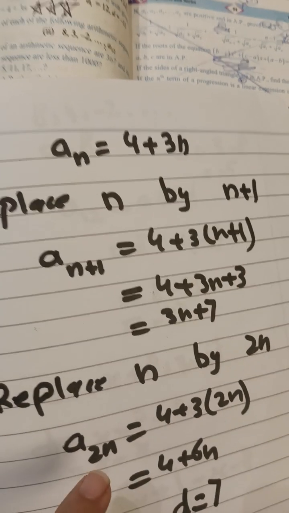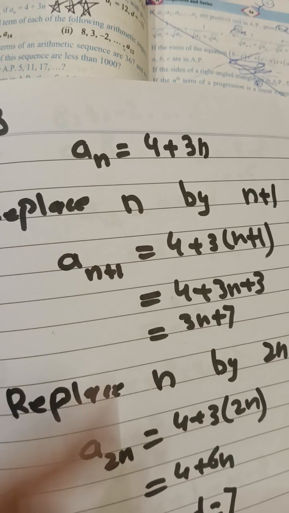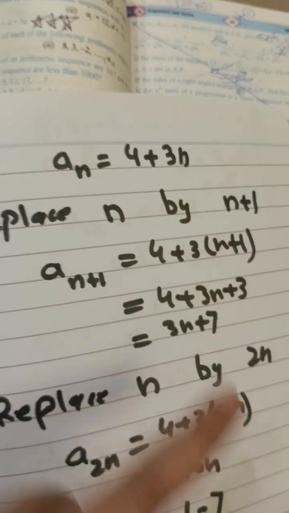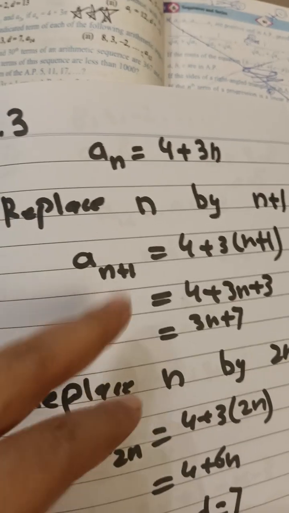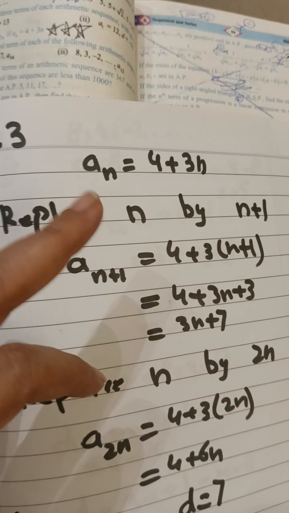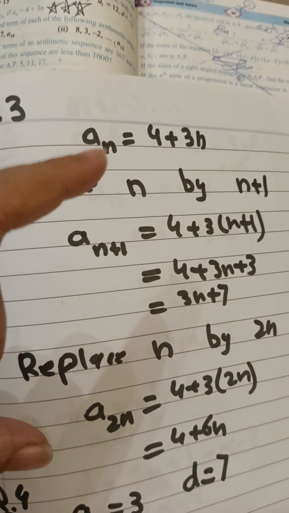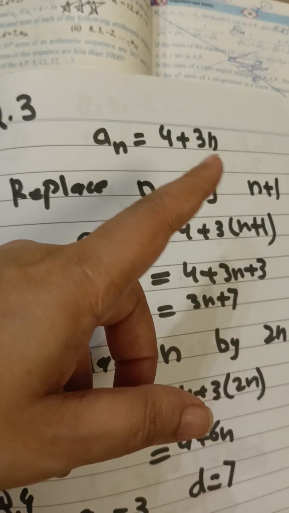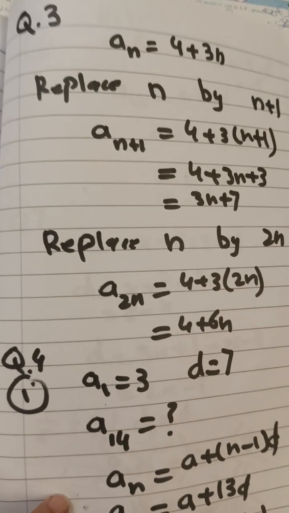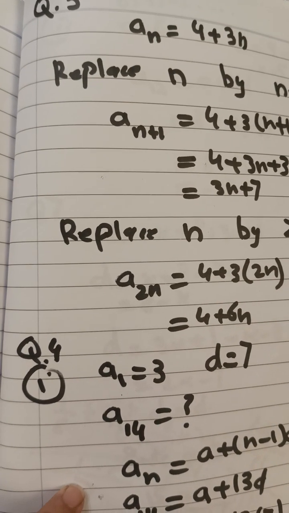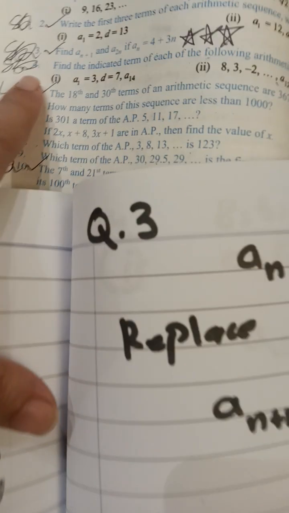For a2n, we will replace n by 2n on the left side and right side both. A2n will be replacing n by 2n here, and it will become 4 plus 6n. It's very short. The question can be changed. We can calculate a3n by replacing n by 3n on both sides, and it will change the question. Questions can be changed in the paper, so you should understand the concept.